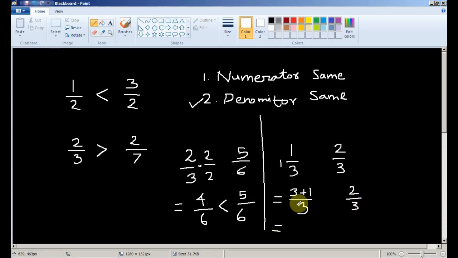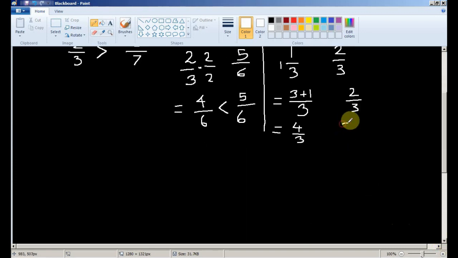Then 3 plus 1 is 4, so 4 by 3, and you have to compare it with 2 by 3. This is easy now, because we have one improper fraction and one proper fraction to compare. Both denominators are the same, so we compare the numerators, and this one is greater, so this fraction is greater.